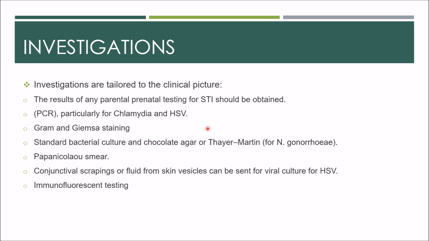Epithelial cells infected with HSV may show eosinophilic intranuclear inclusions on Pap smear. Conjunctival scrapings or fluid from skin vesicles can be sent for viral culture for HSV. Specimens should be taken prior to fluorescein instillation if immunofluorescent testing is planned.